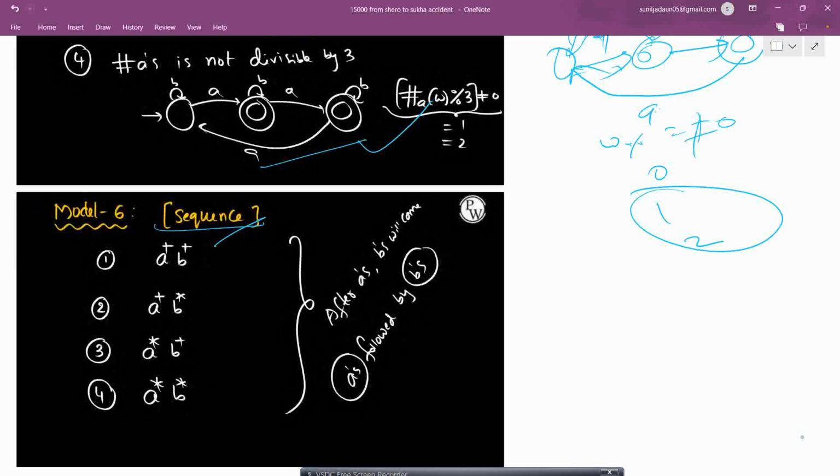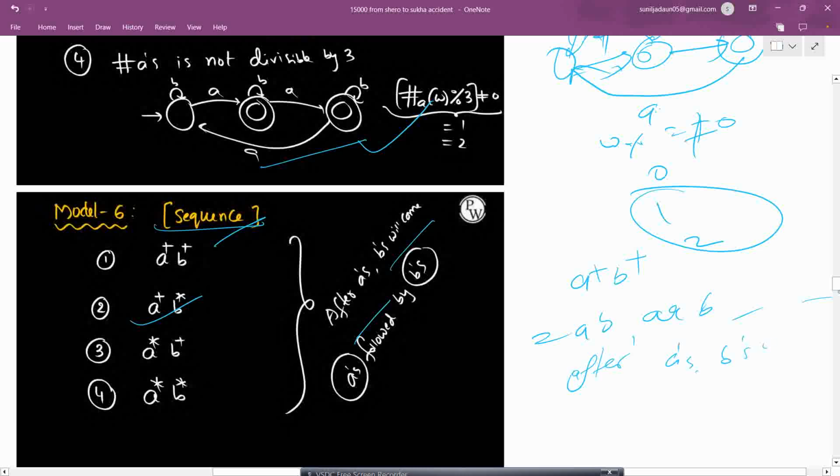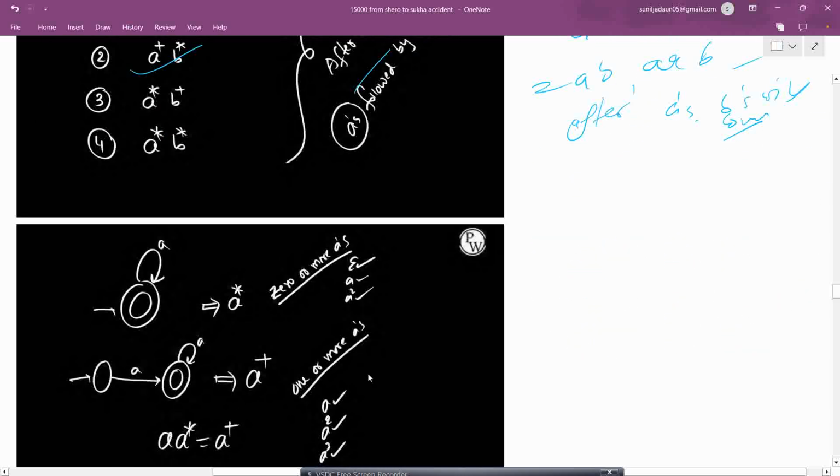Yes. Sequence. So this is the sequence A plus B plus. What is the minimum? AB. Again, what is this? ABB? We can also generate. So after A's and B's will come. Alright. This is the note to do. After A's, B's will come in these cases. Alright. A's are followed by B's.